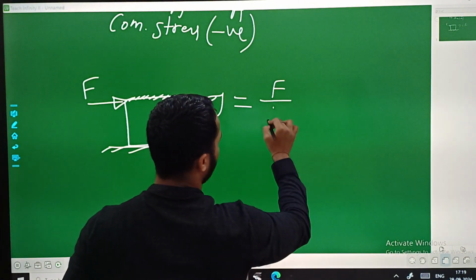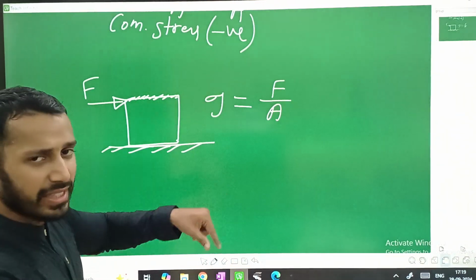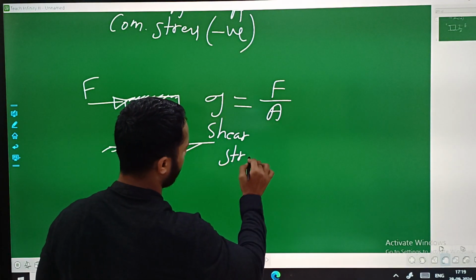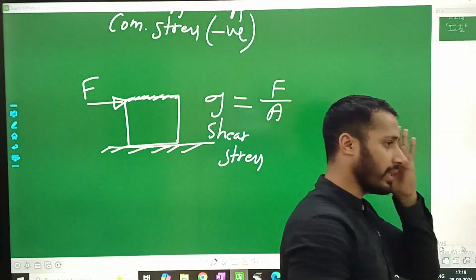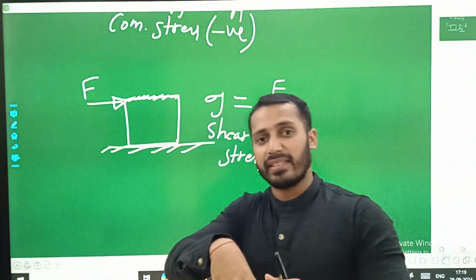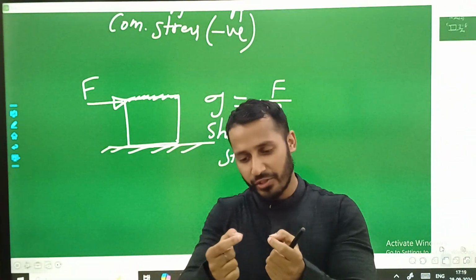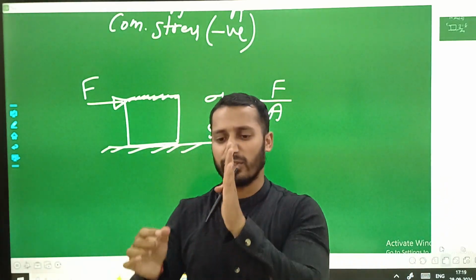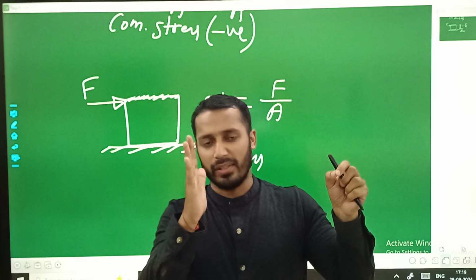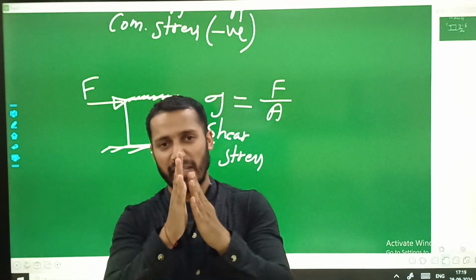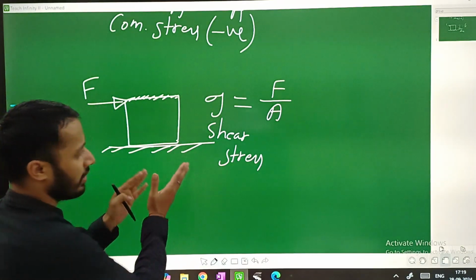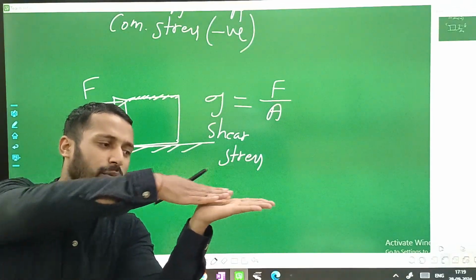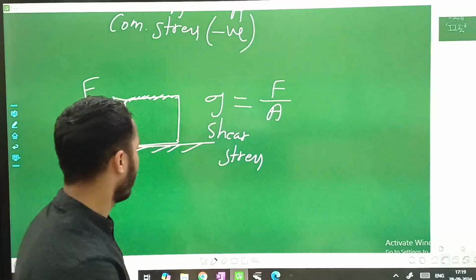So you can write F upon A. This is shear stress. My dear, you can see in compressive and tensile stress, the external applied force was perpendicular to area. Suppose if this is the area, so either this way or this way we were applying the force. That force is perpendicular to area. But in this case, suppose this is the area and we are applying the force along this way, that is parallel to the area. Okay.